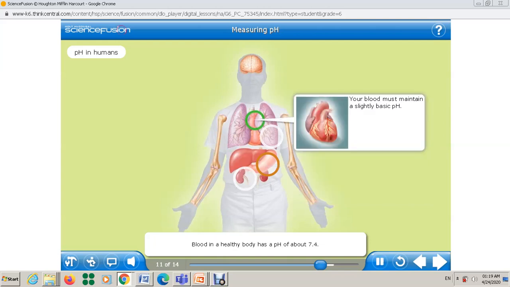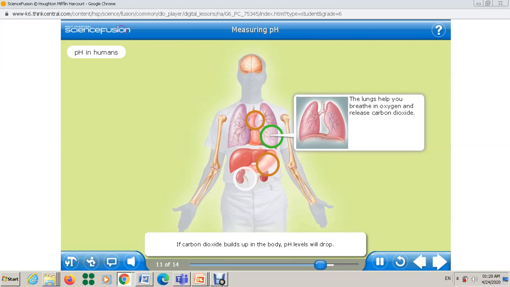Blood in a healthy body has a pH of about 7.4. If the blood's pH becomes much higher or lower than 7.4, it can cause pain, nausea, and weakness. These conditions give doctors a clue that a serious problem exists. If carbon dioxide builds up in the body, pH levels will drop. If the body does not have enough carbon dioxide, pH levels increase. The lungs work to exhale just the right amount of carbon dioxide to keep the pH of the body slightly basic.